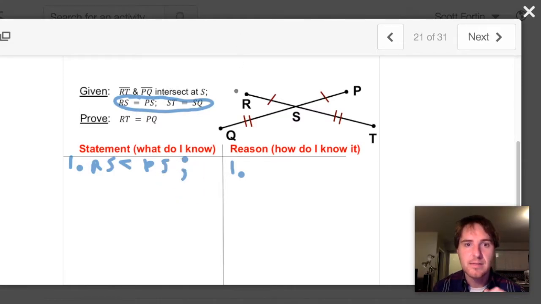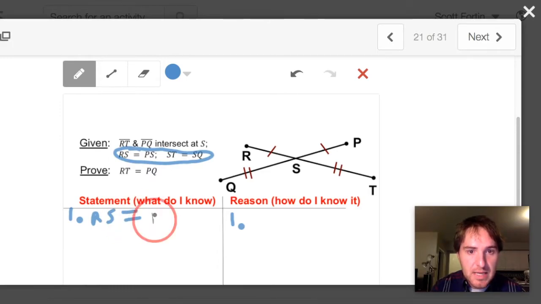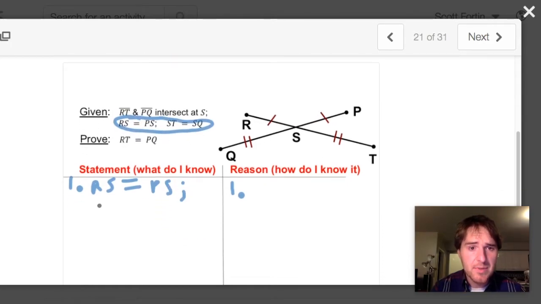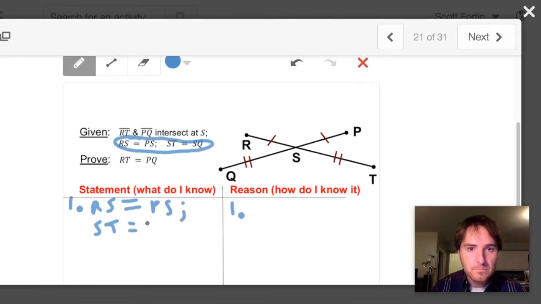That looks like a less than symbol, so I'm going to get rid of that real quick so as to hopefully not confuse you guys. Sorry, I'm on my stylus here. So RS is equal to PS. That was premise number one, with a semicolon in between to separate our statements that were given to us. And then ST equals SQ. Again, it does the thing where it doesn't look like an equals sign.